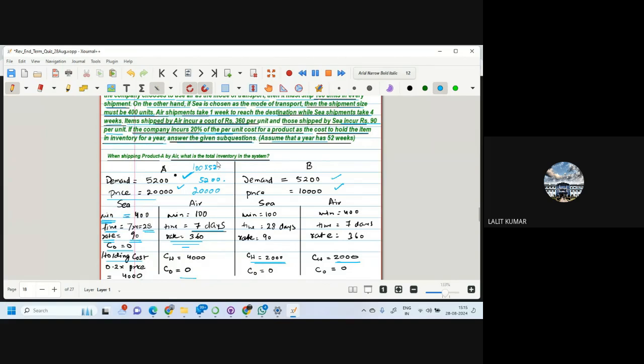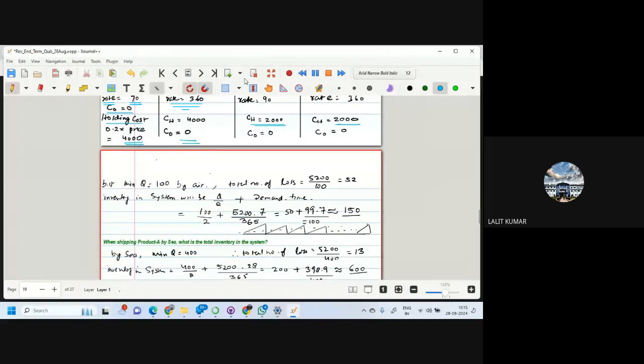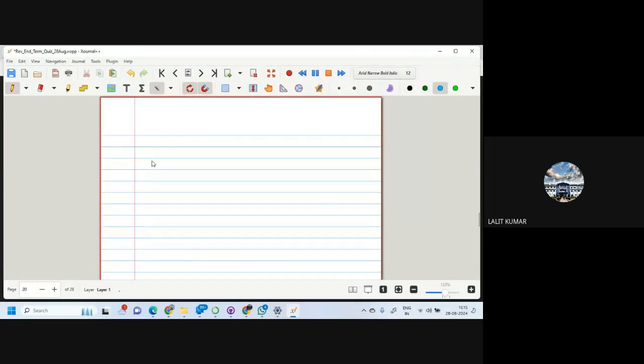Now when you transport something, what are the things which are involved? I'll cover certain basics here. When you order something, there is a transportation cost. Number one, there is an ordering cost, which depends on how many times you are ordering. Second is your transportation cost, which will depend on your rate per unit. Third is your holding cost.